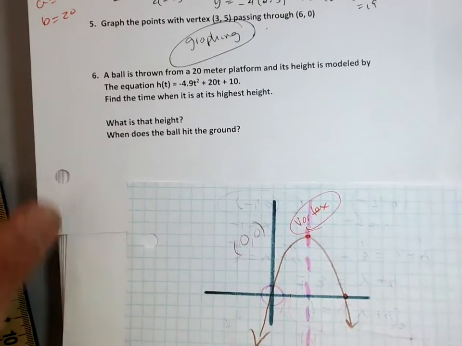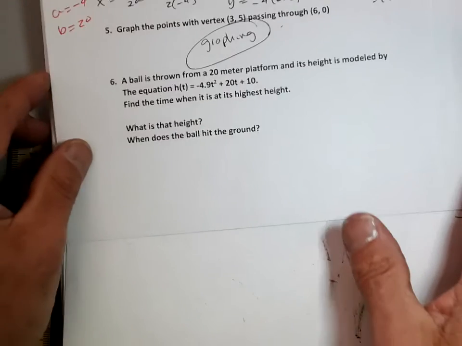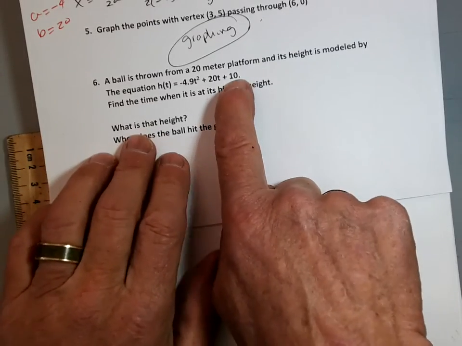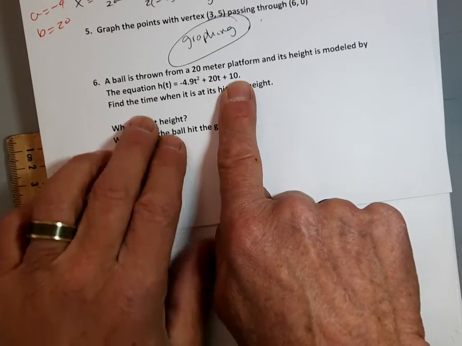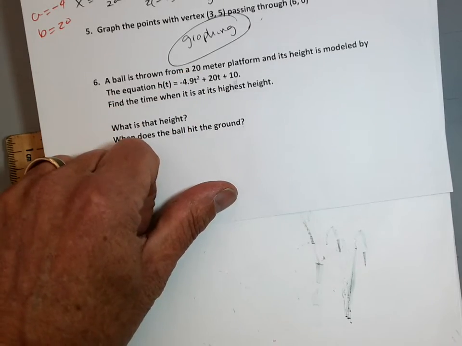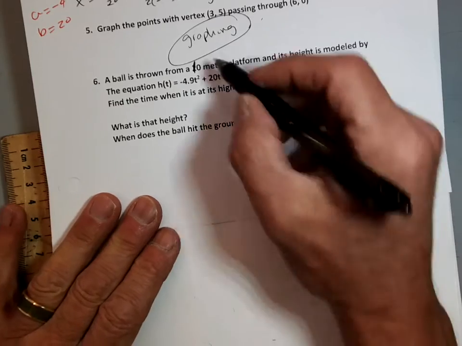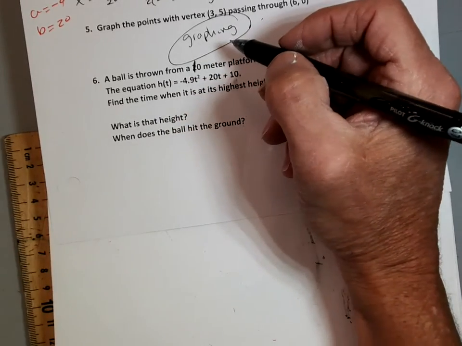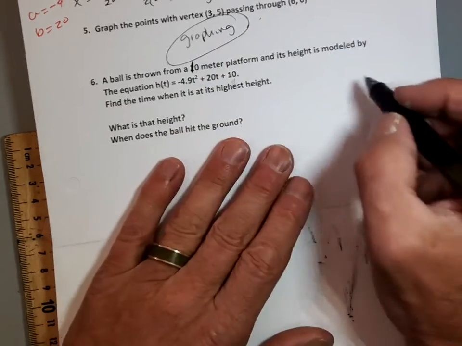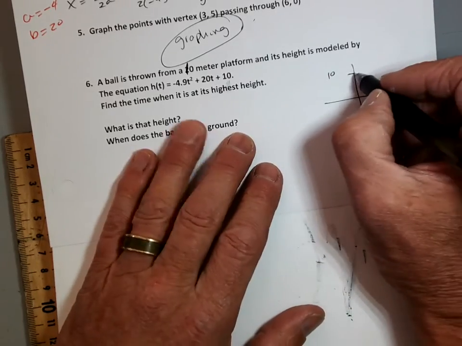All right, number 6, last but not least. I'm going to throw a ball from a 20-foot platform. That's why the 20's there. Oh, no. This should be 10. I've got to fix this. The 10's there. See, I did make a mistake. Told you. So it's going to look something like this, and you're going to throw the ball up.